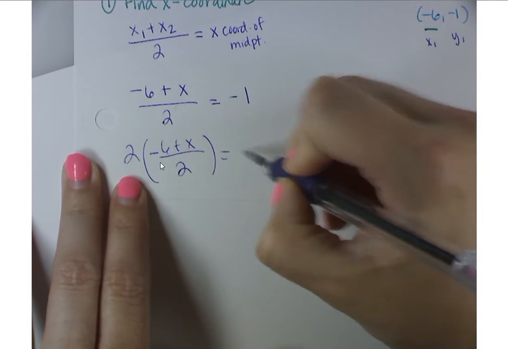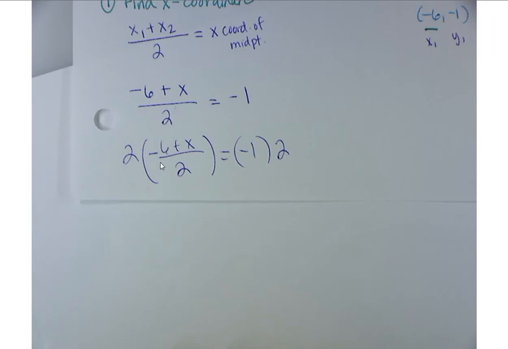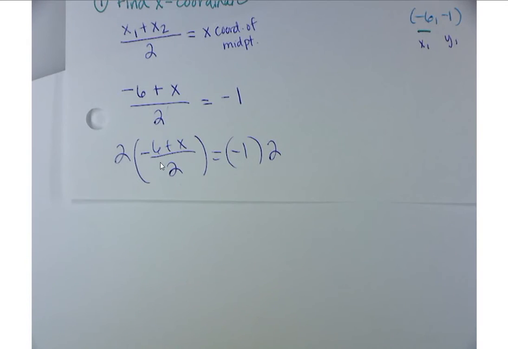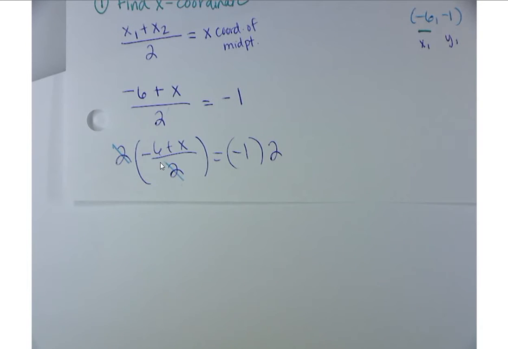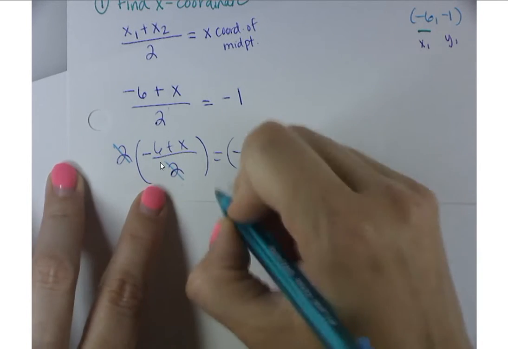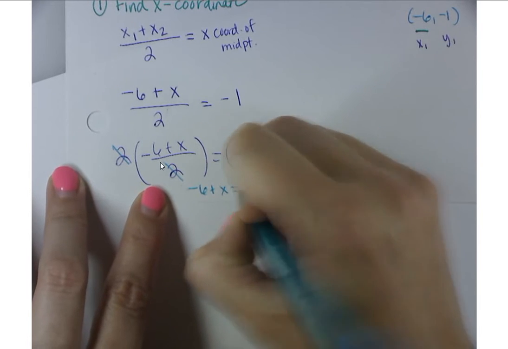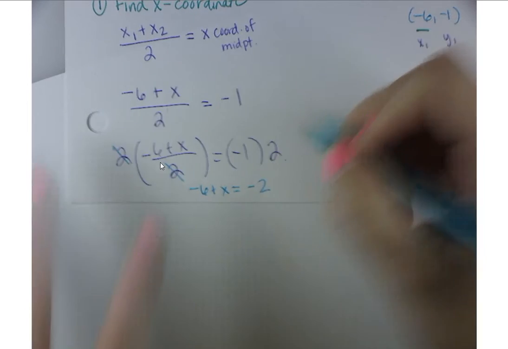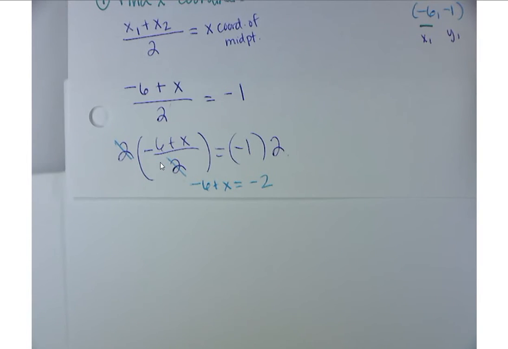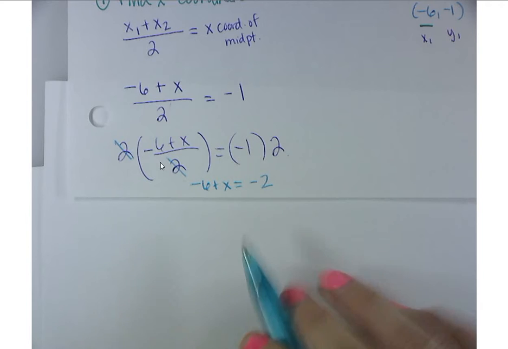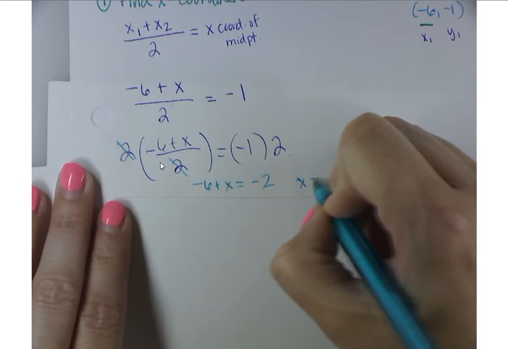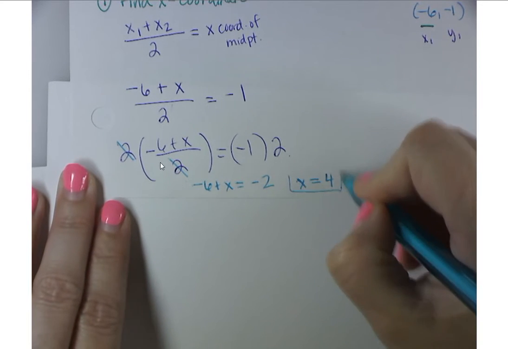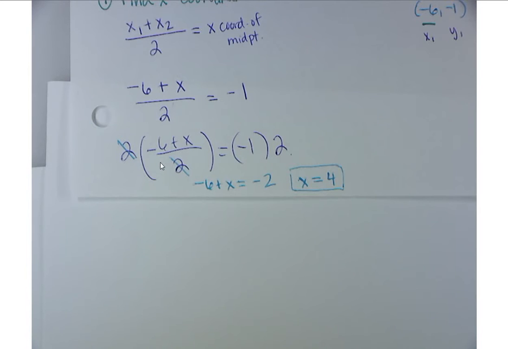Okay, so if I multiply each side by 2, let's look and see what happens. What is 2 divided by 2? It's just 1, right? That's why we're able to cancel these out, because it would just make 1. Okay, and then -1 times 2 is -2. So I have -6 plus x equals -2. Okay, and then once you do that, now all you have to do is add 6 to both sides, and then you'll get x is 4.